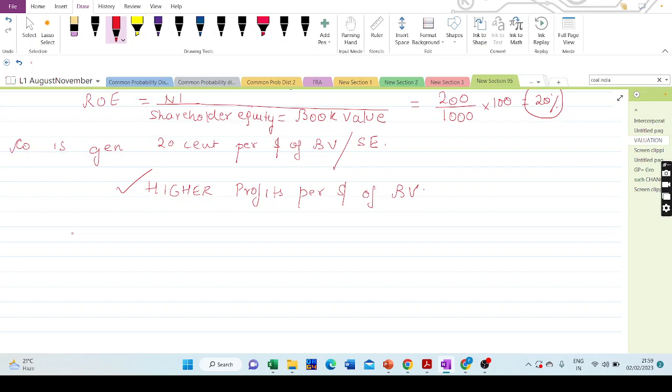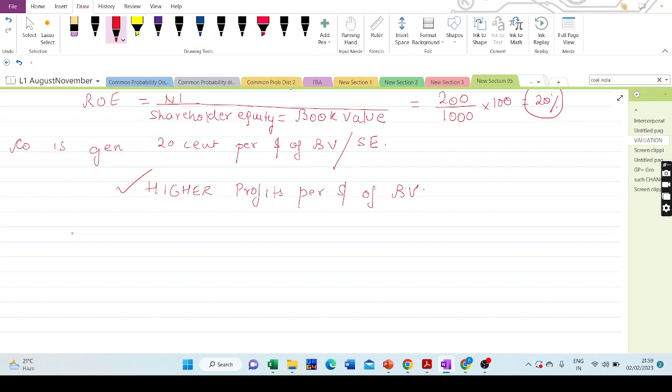Now, guys, please tell me which ratio measures the profits that a company generates per dollar of book value. Which ratio, guys? ROE, right? So, guys, can I say that investors would be willing to pay more per dollar of book value if they expect that the company is going to enjoy higher ROE? Can I say this, guys? Are we all clear on this?